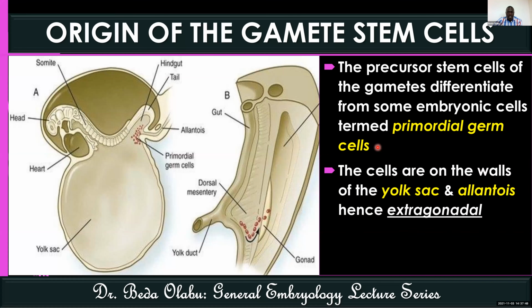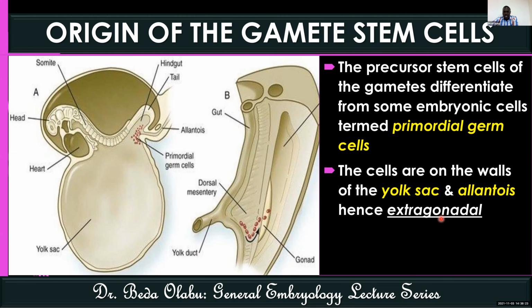These primordial germ cells are not within the indifferent gonad. They are not within the future testis. They are not within the future ovary. Where are they? They are outside the gonads. So I'm saying they are extragonadal. But exactly where are they? They are in the walls of some embryonic structures that you may not be familiar with at this point in time, but you'll come to know them again.